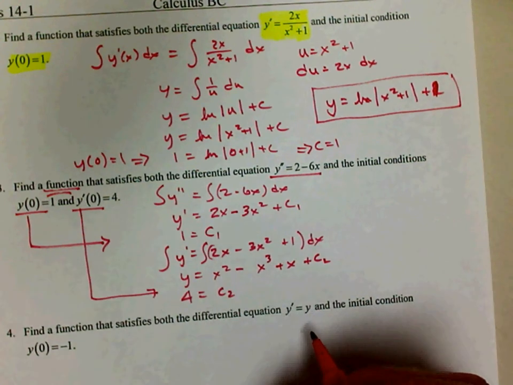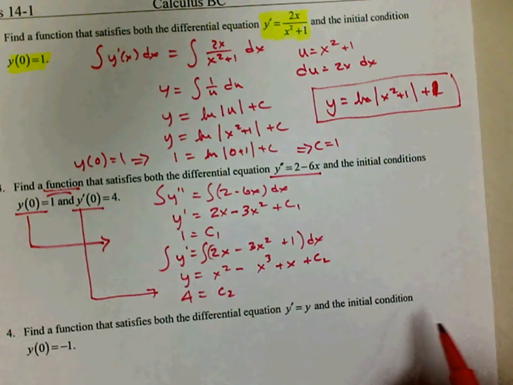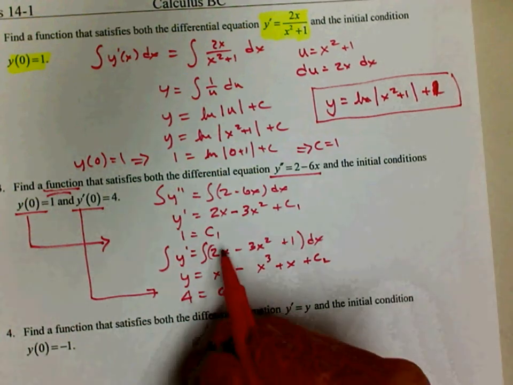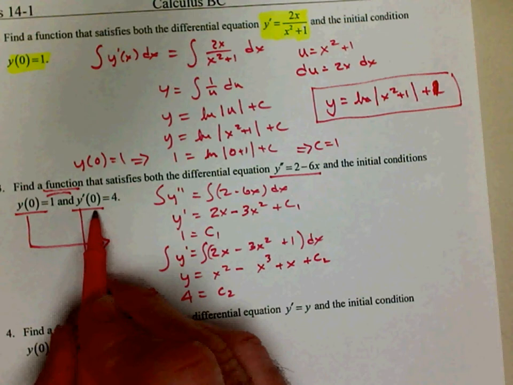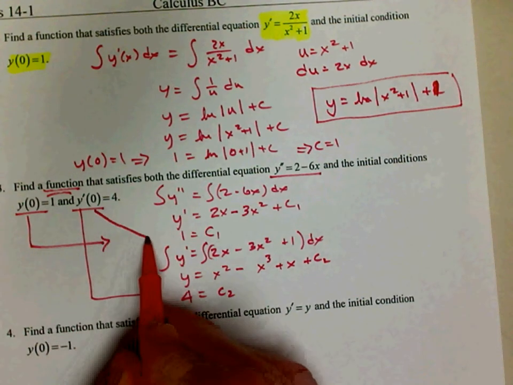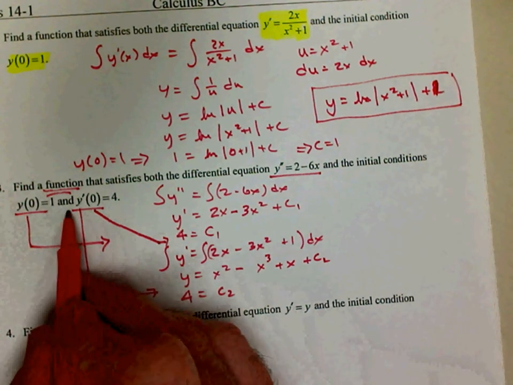I'm sorry, I really messed up, didn't I? I just noticed that. I've got things switched around, which is not so bad for me to fix. You can see that I've got my initial conditions switched around. This one should be 4. Y prime of 0 equals 4, which would change this to 4.